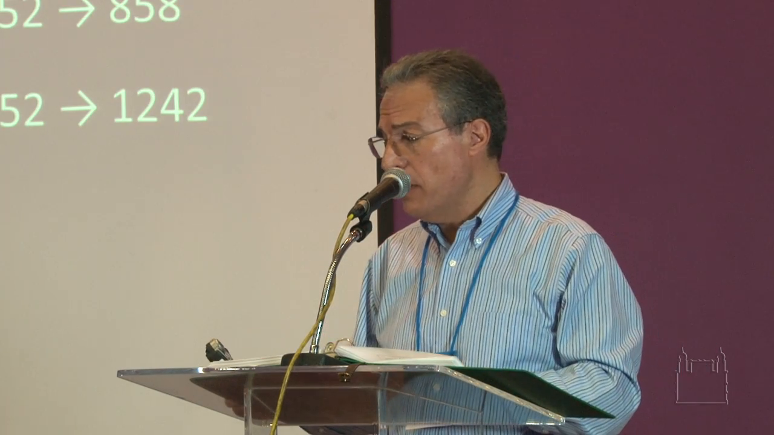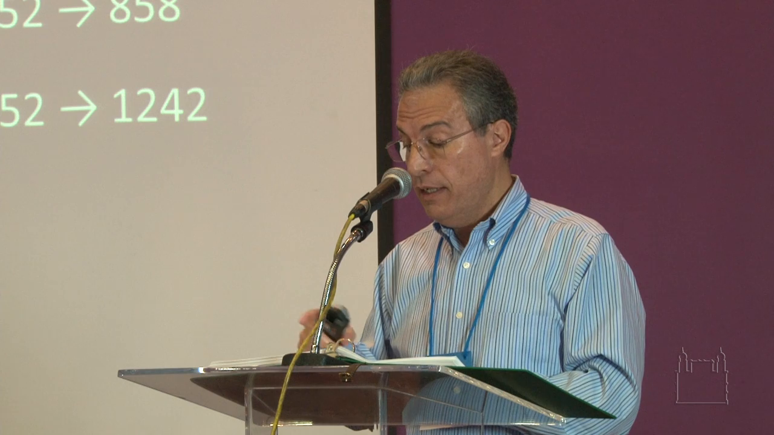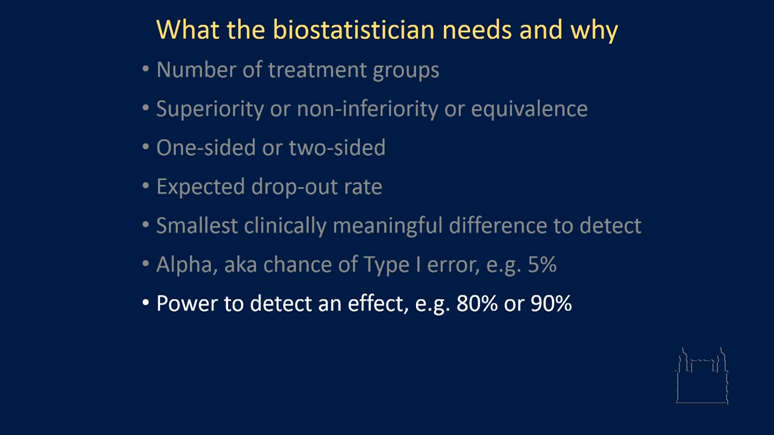So in terms of numbers, if you took alpha from 0.05 to 0.1, the sample size would drop to 858. This is just to give you a sense of what happens to the numbers. That's the point of these slides. And if it went from 0.05 to 0.025, the sample size would go up from 1,052 to 1,242.